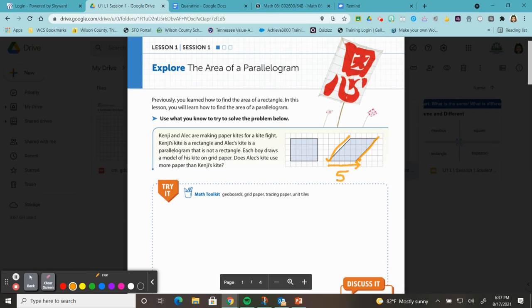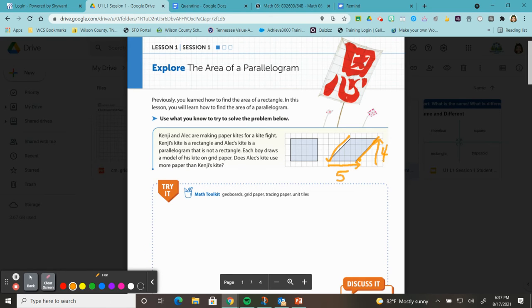Then we want to count how many boxes tall. So how many rows do we have? So we start at the bottom row and we count all the way up to the top of the shape, to the very top row. So we would count that and we would say we have 1, 2, 3, 4 rows.